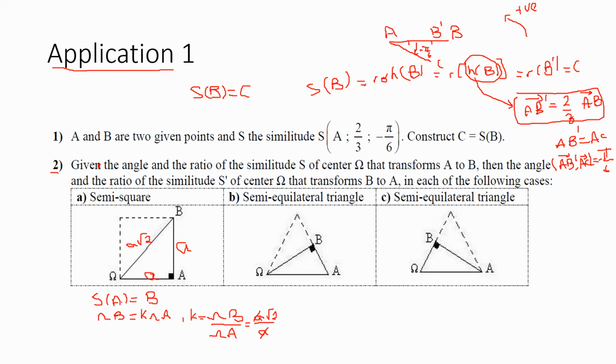How much is the angle? If S of A equals B, what does the angle alpha equal? The angle omega A, omega B. How much is the angle omega A, omega B? 45, pi over 4. It is in the positive sense. Omega A, omega B, this is the positive sense.